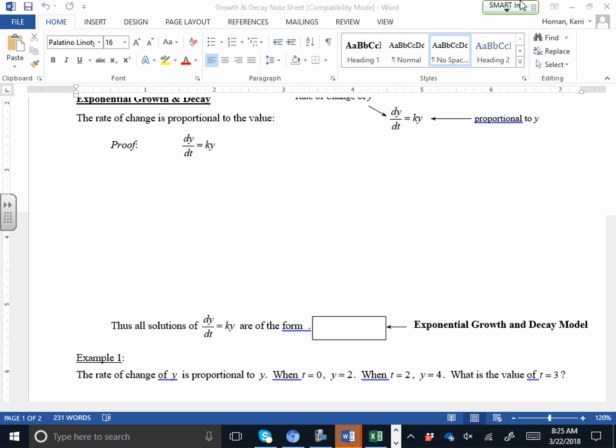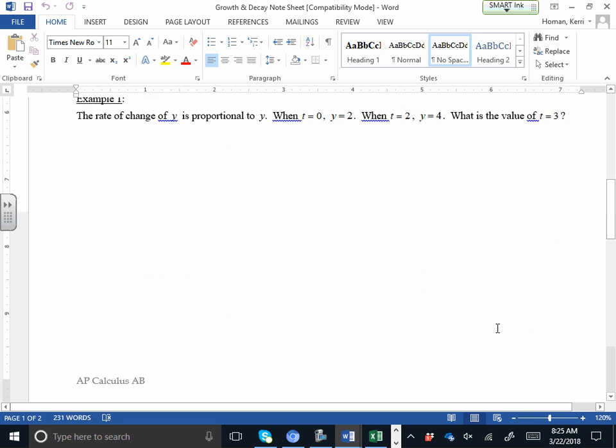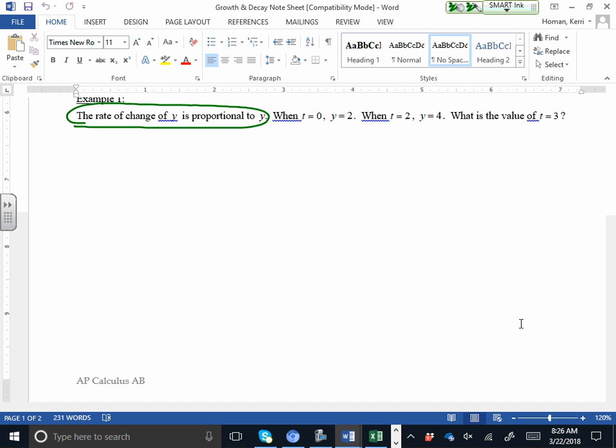So example 1: the rate of change of y is directly proportional to y. Boom, what does that mean? y equals Ce^(kt). Perfect. When t equals 0, y is 2. When t equals 2, y is 4. What is the value when t equals 3?